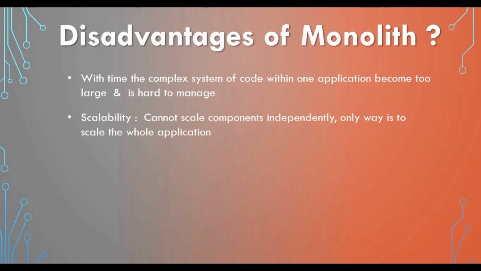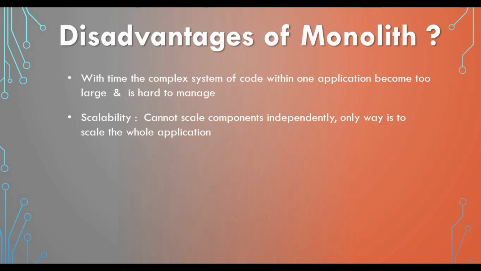The next one is scalability. This is the main reason a lot of people have gone from monolith to microservices, which we'll talk about at a later point. Scalability is a big challenge, because you cannot scale components independently. The only way is to scale the whole application.